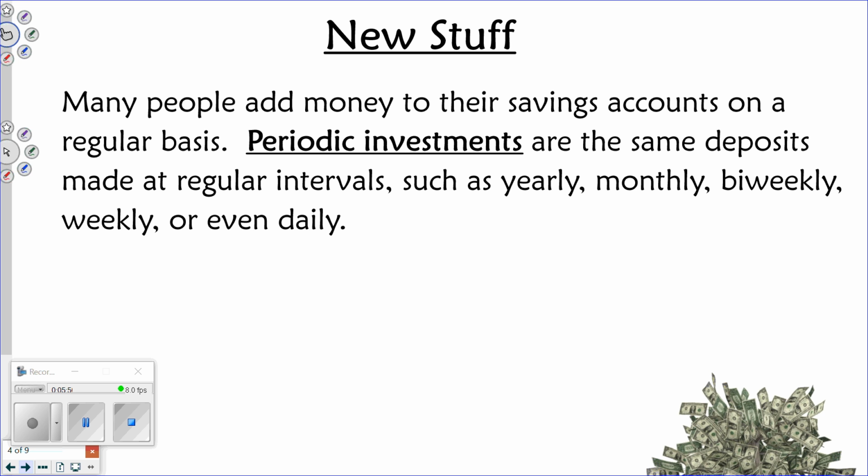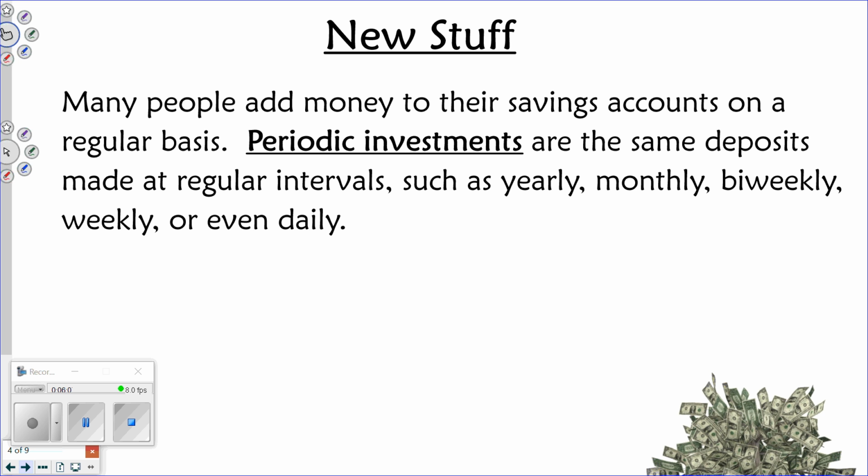All right. So the new part for today then again is we're looking at periodic investments. So periodically I'm putting the same amount in. Like me, it's every time I get paid, so twice a month. What's that called? Semi-monthly. I put $100 in that savings account.